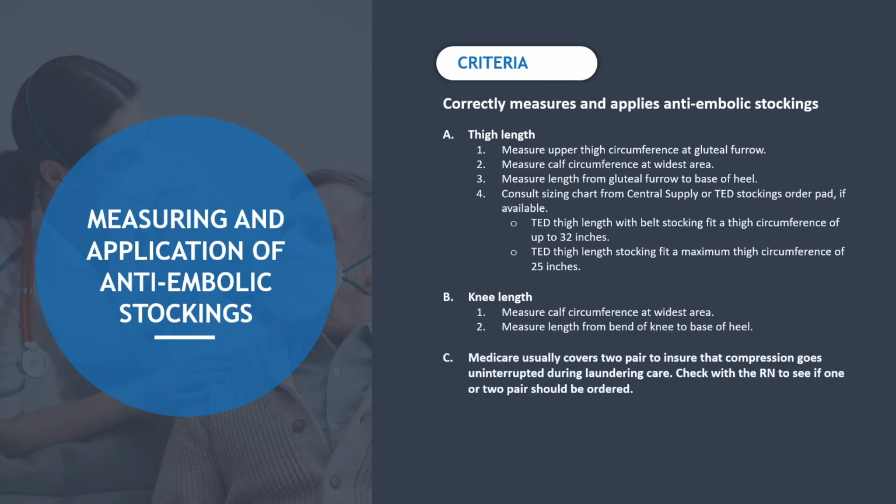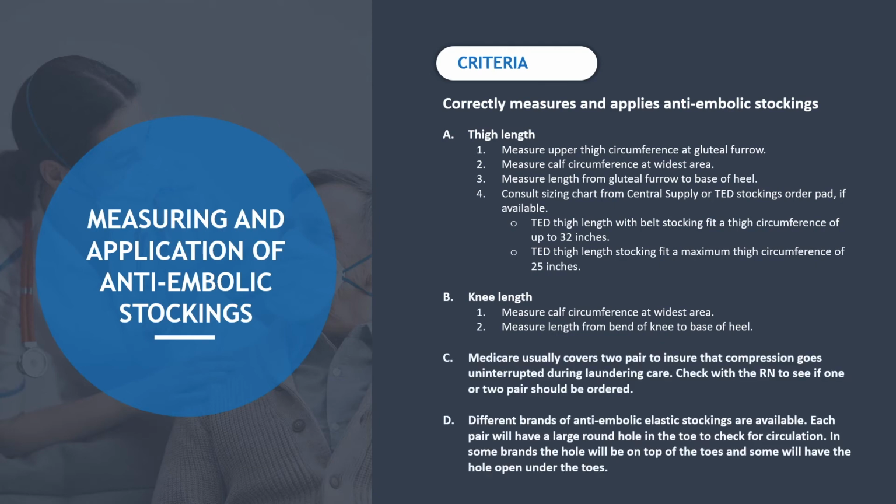A. Thigh length. Measure upper thigh circumference at gluteal furrow. Measure calf circumference at widest area. Measure length from gluteal furrow to base of heel. Consult sizing chart from Central Supply or TED stockings order pad if available. TED thigh length and belt stocking fit a thigh circumference of up to 32 inches. TED thigh length stocking fits a maximum thigh circumference of 25 inches.